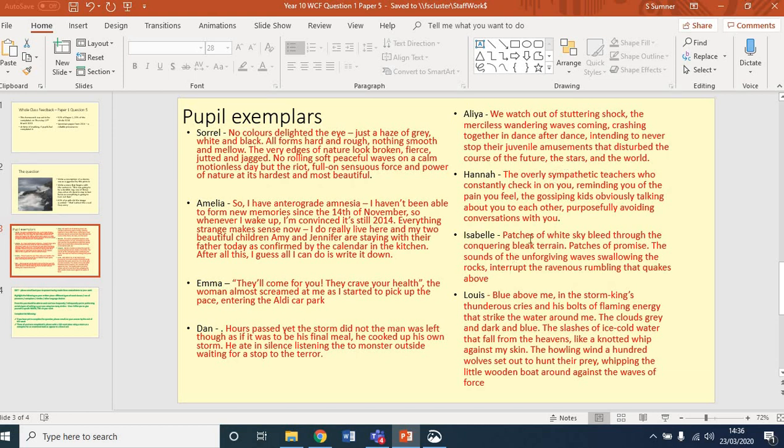And then finally, Isabel, the repetition here: "patches of white, patches of promise," just the phrasing, "bleeding through the conquering bleak terrain, unforgiving waves swallowing the rocks."